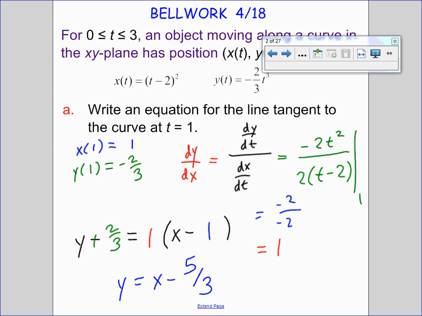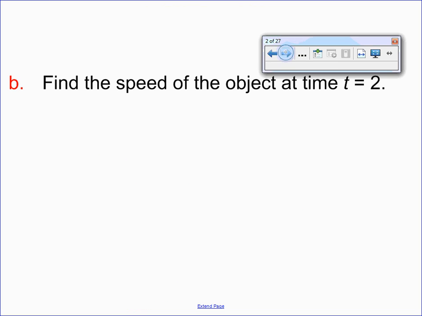Cool. Raise your hand if you had the right equation of the tangent line. Great! And we would totally make a picture and look at the graph if we had more time. Maybe we will, depending upon how it goes. But let's go ahead and tackle B then.